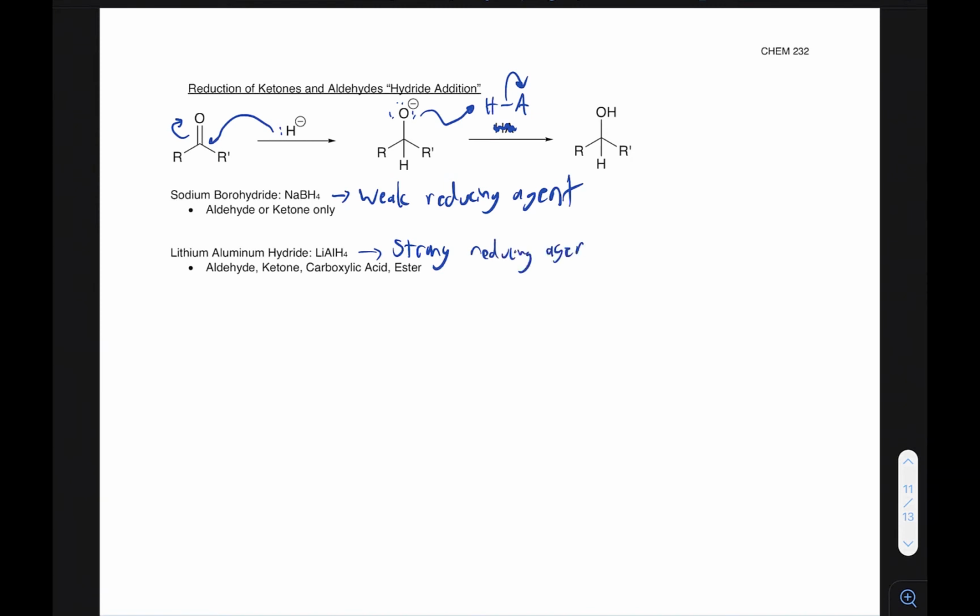And it can do essentially any carbonyls here, right? Aldehydes, ketones, carboxylic acids. It can do acid chlorides as well. Okay? So how does this occur, right? How does this hydrogen get formed here?